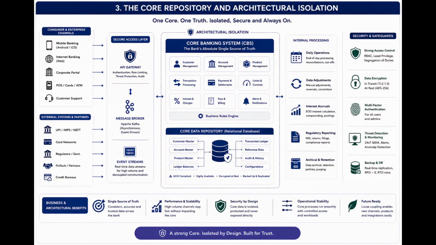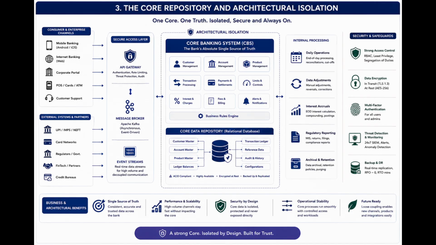4. The core repository and architectural isolation. Focuses on how the core banking system, CBS, functions as the structural backbone and operational anchor of the entire financial institution. Serving as the bank's absolute single source of truth, this ecosystem securely houses all master customer profiles, critical account configurations, and routine business processing workflows.